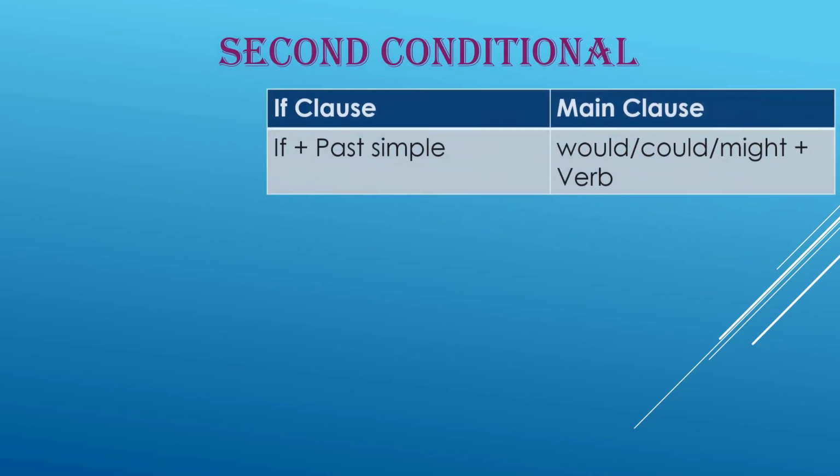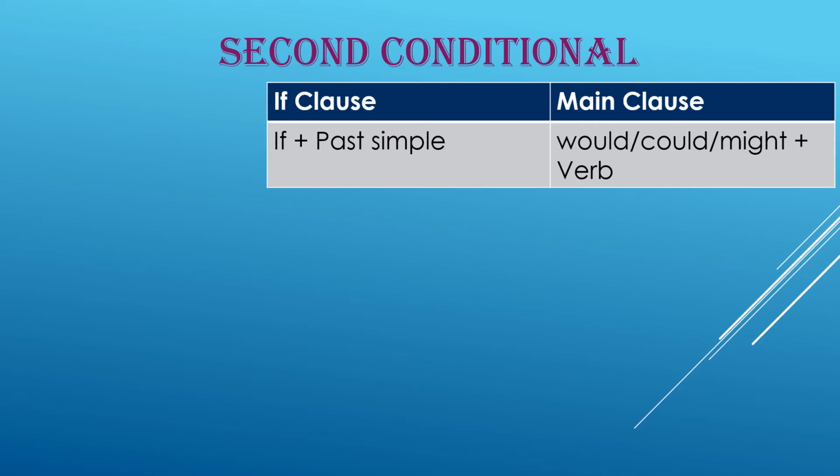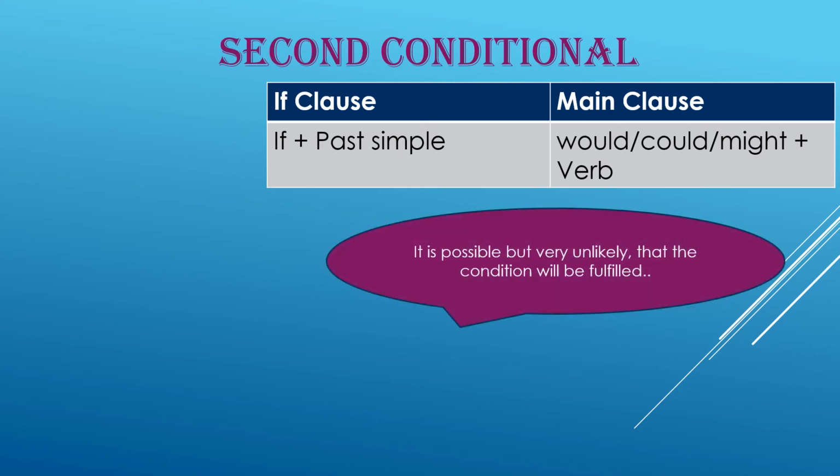Next comes second conditional sentences. In these sentences, the if clause will be in the simple past tense, and in the main clause after the subject you have to use would, could or might, and then comes the V1 form of the verb. And this condition is possible but very unlikely that the condition will be fulfilled.